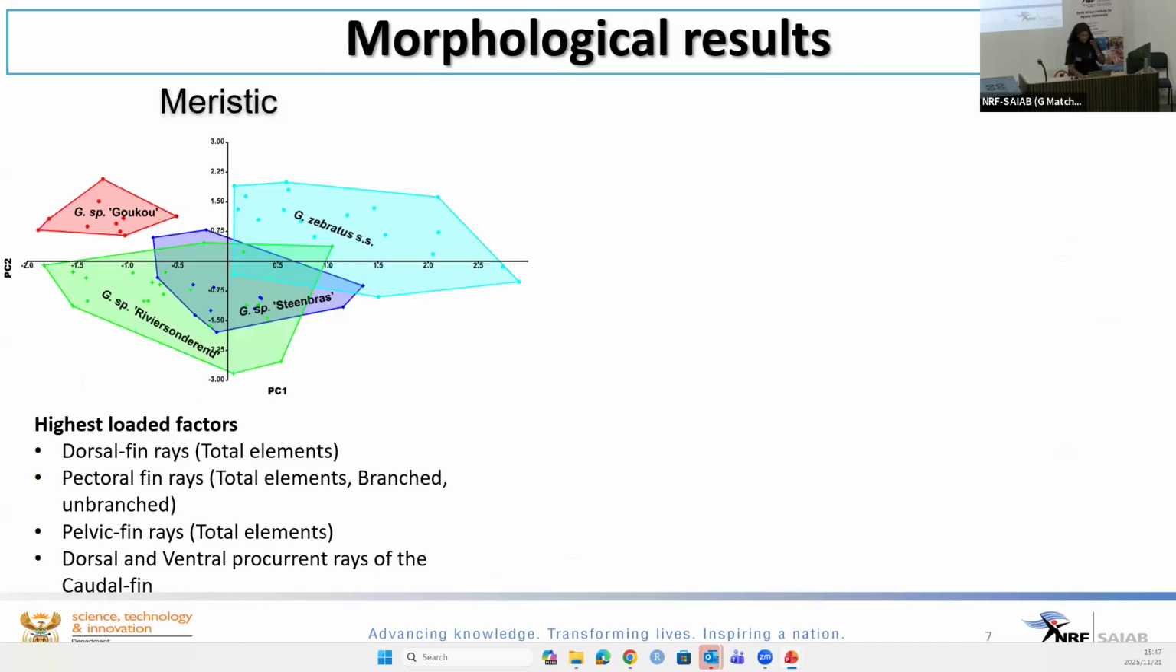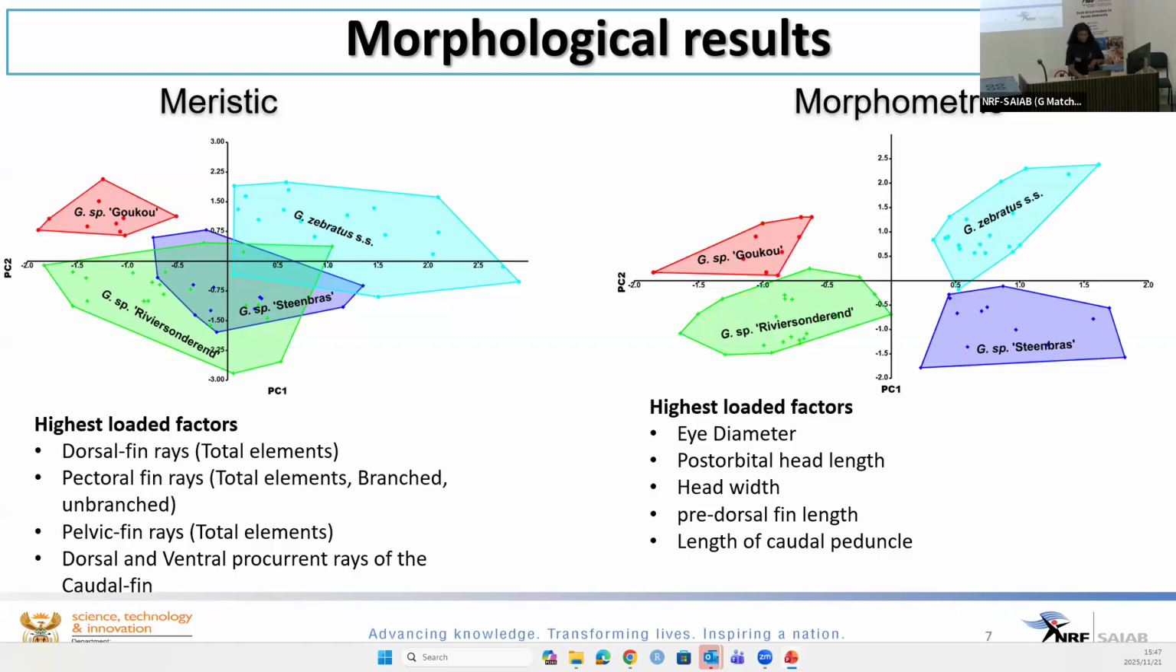So the morphological results show that when looking at meristics, with the exclusion of Hoku, these lineages cluster together, so they're not really separated from each other. But when looking at morphometrics, these 3 lineages can be separated from each other as well as from the true Galaxias zebratus. The characteristics that were mainly informative for this separation were the eye diameter, post-orbital head length, head width, pre-dorsal fin length, and the length of the caudal peduncle.